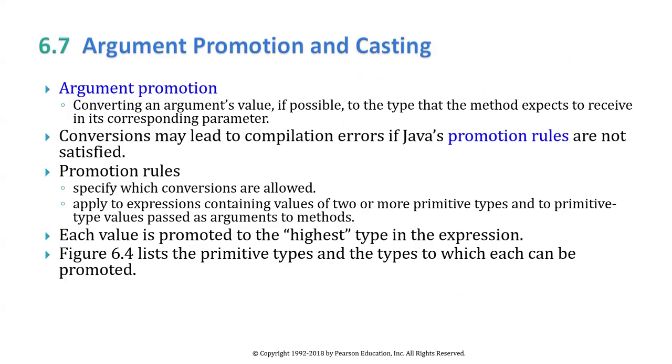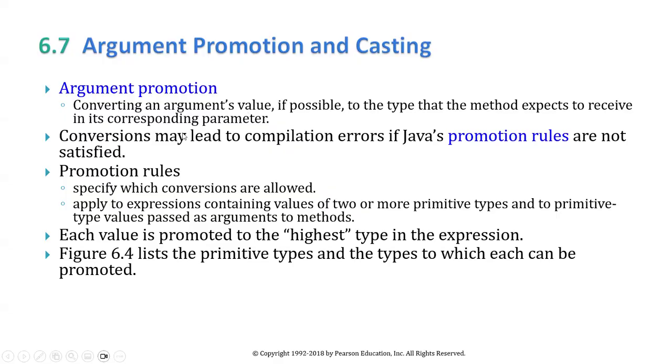We are going to review something about type conversion and typecasting here. This is argument promotion. As you can see here, it means converting an argument's value, if possible, to the type that the method expects to receive in its corresponding parameter. Okay, the first sight of this sentence looks like it's converting something unexpected to something we expected.